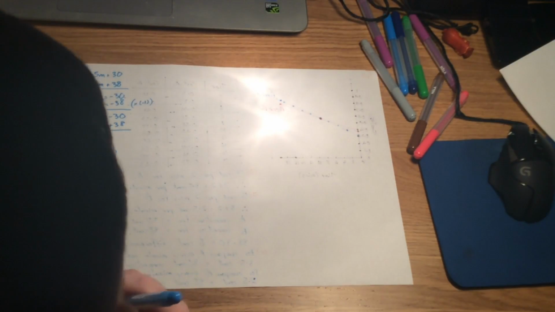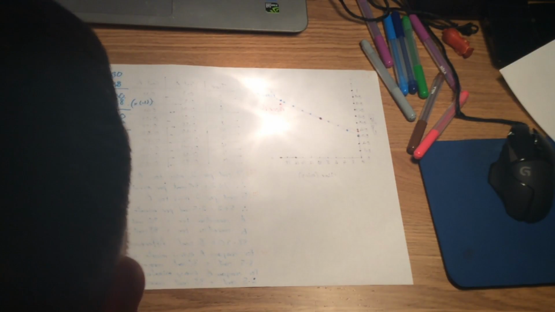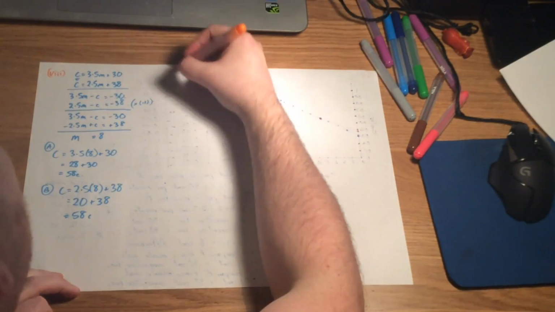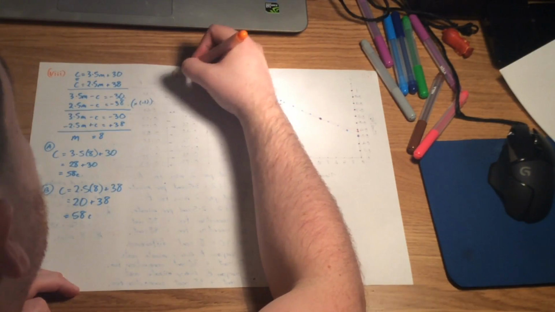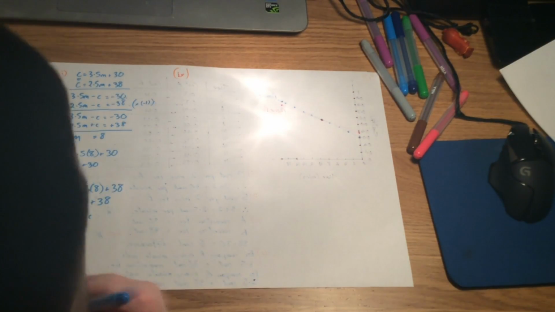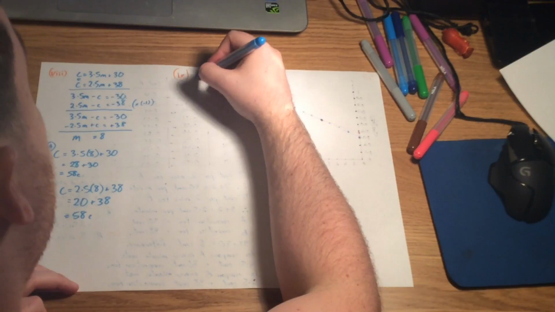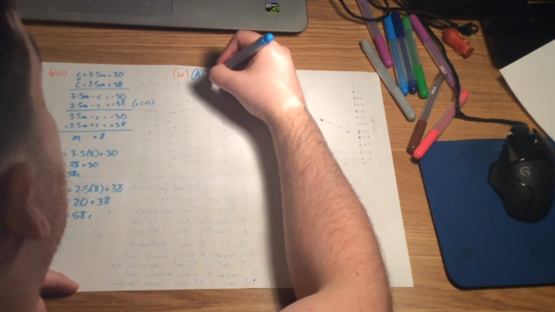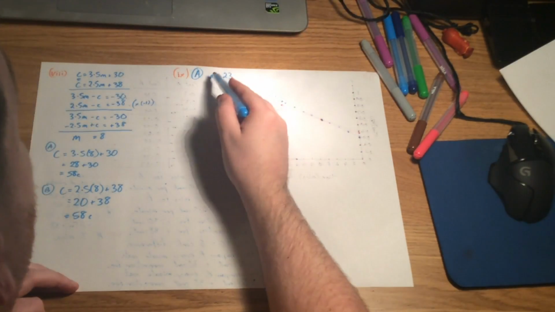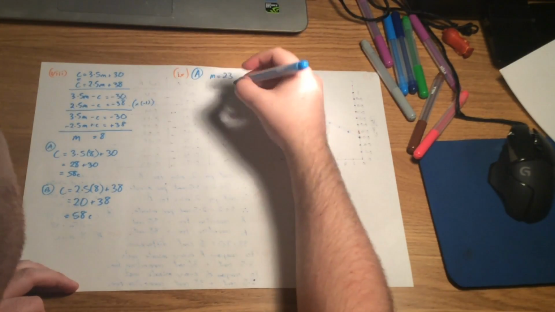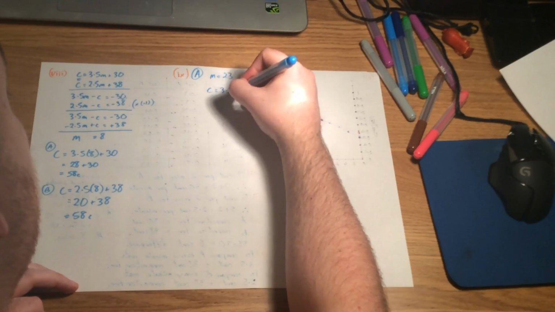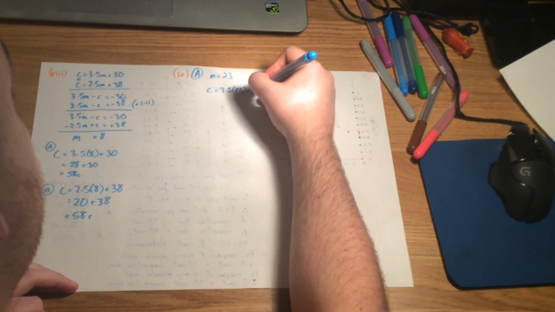Alright, and the last question then says how much would each company charge for a 23-minute call? So now this last part's handy enough, because all you have to do is start with A. They've given me my M value, so A is the company I'm going to use, and they tell me that M is equal to 23. Alright, because they said it's a 23-minute phone call, M is for the number of minutes. So the cost is going to equal 3.5 multiplied by 23 plus 30.